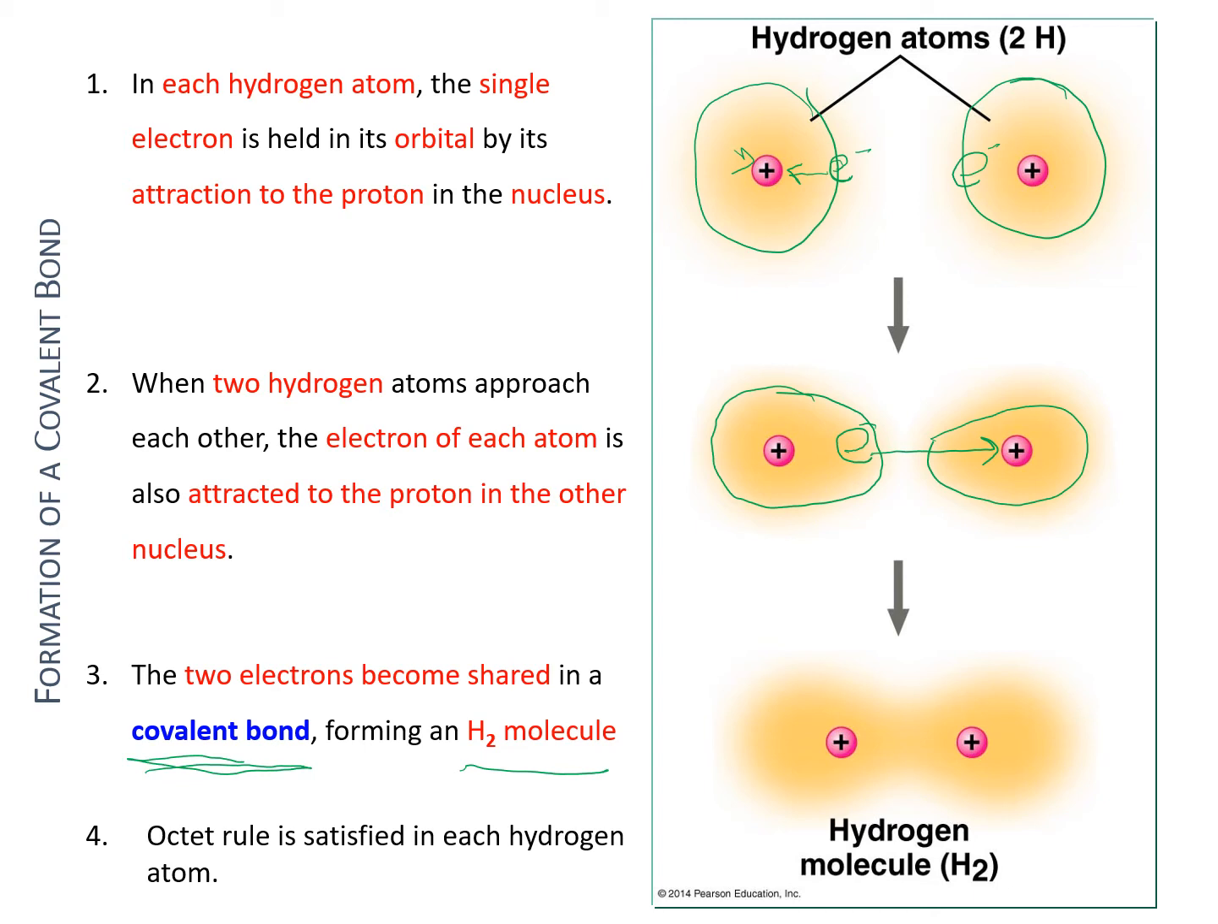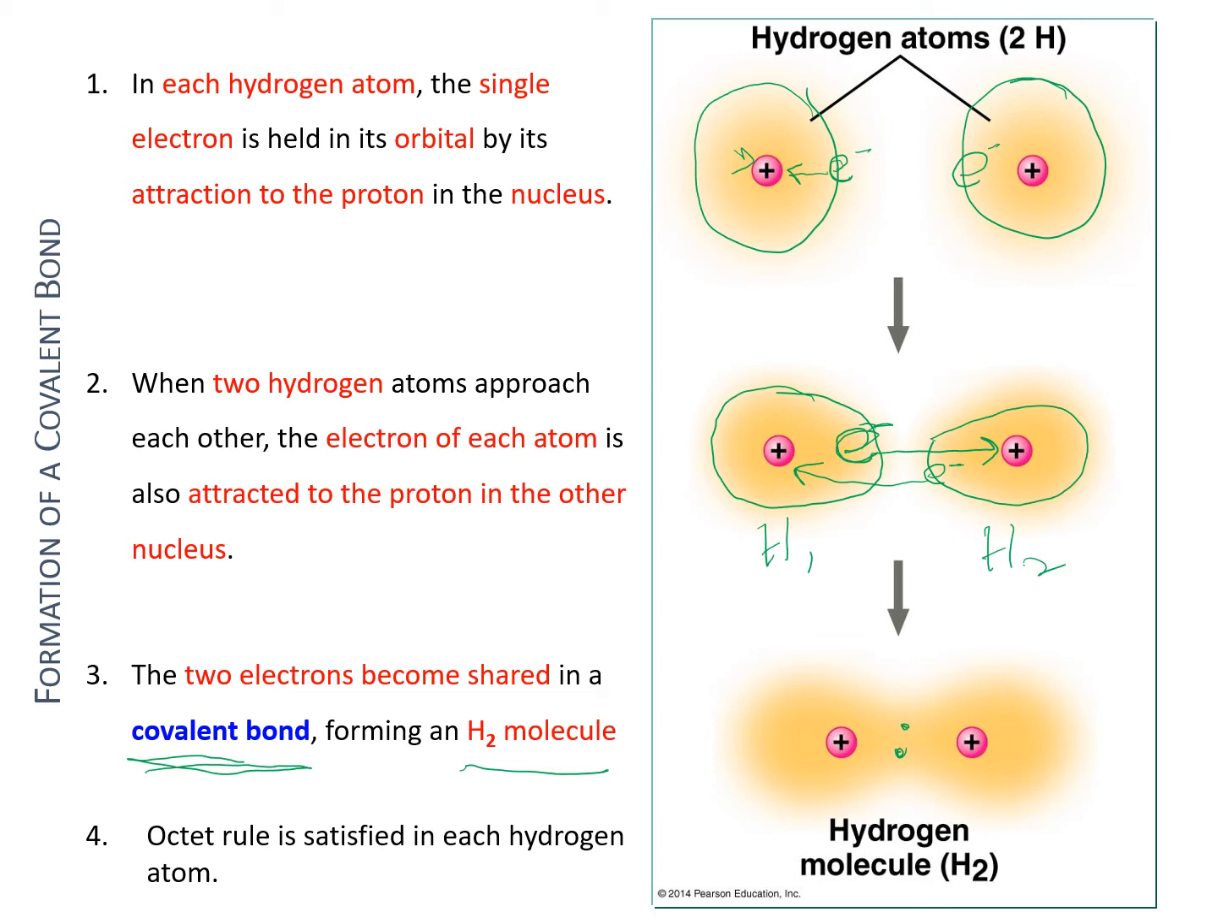Okay, so this is the first hydrogen atom, and this is the second hydrogen atom. The electron of the first hydrogen atom will be attracted to the proton of hydrogen atom 2, and the electron of hydrogen atom 2 is attracted to the proton of hydrogen atom 1. So the 2 hydrogen atoms here will share electrons. The 2 electrons become shared in a covalent bond, forming a hydrogen molecule.